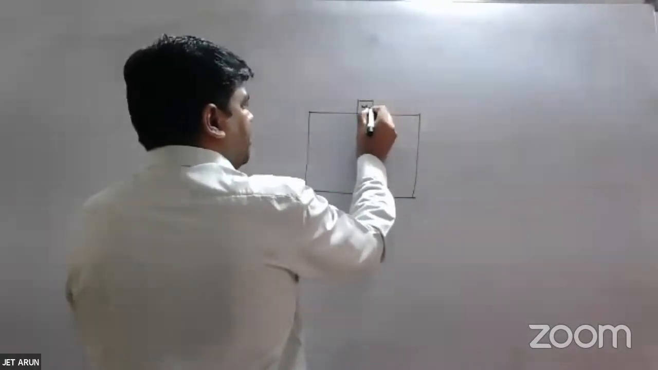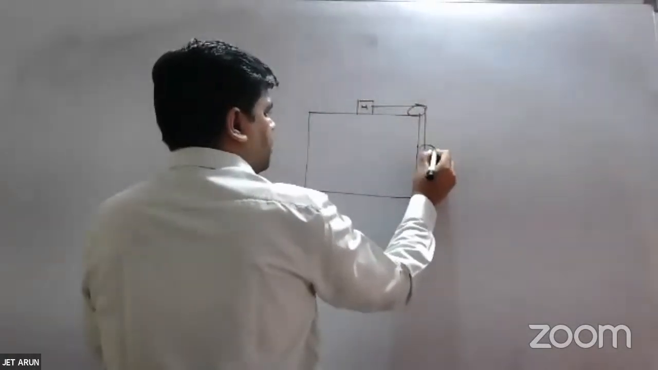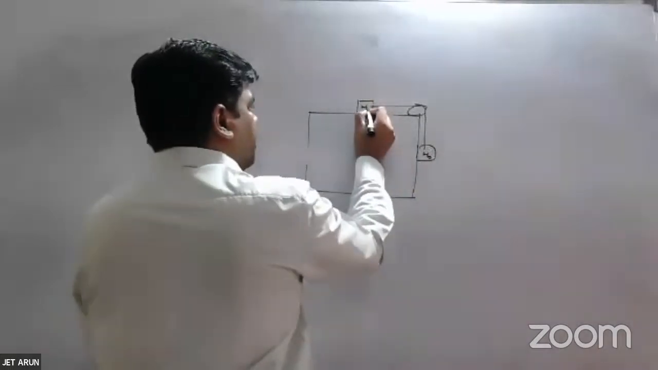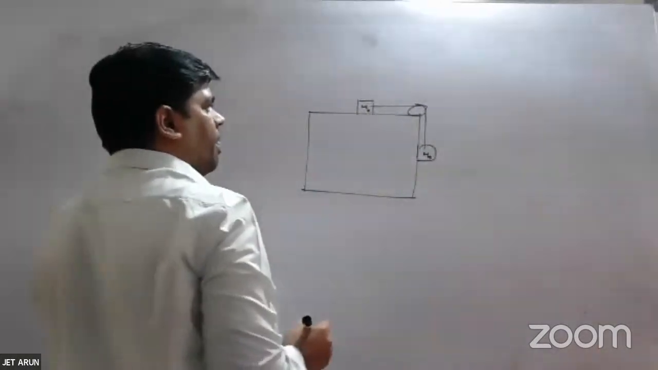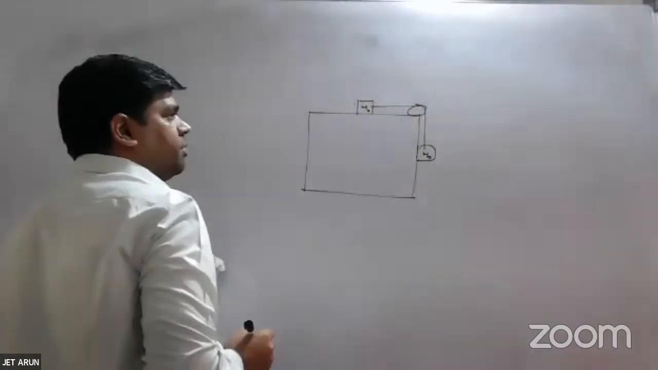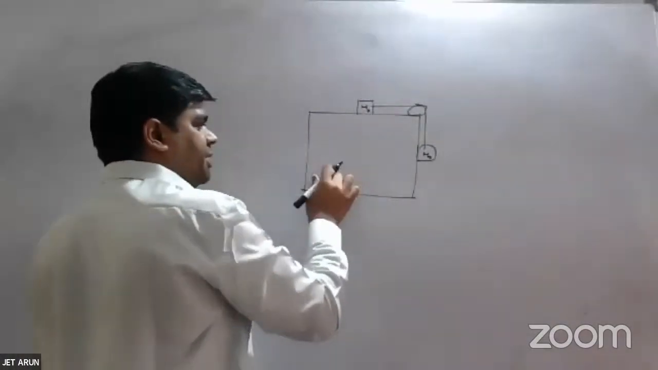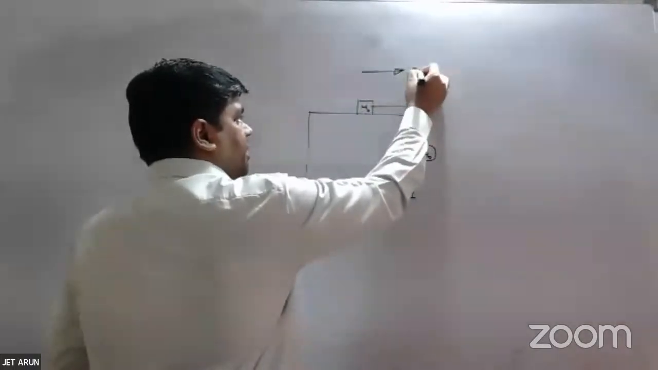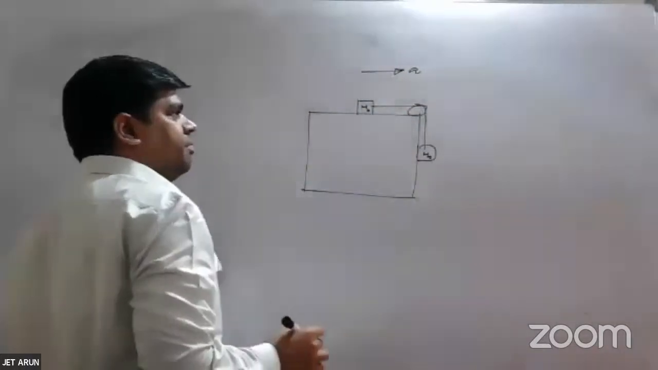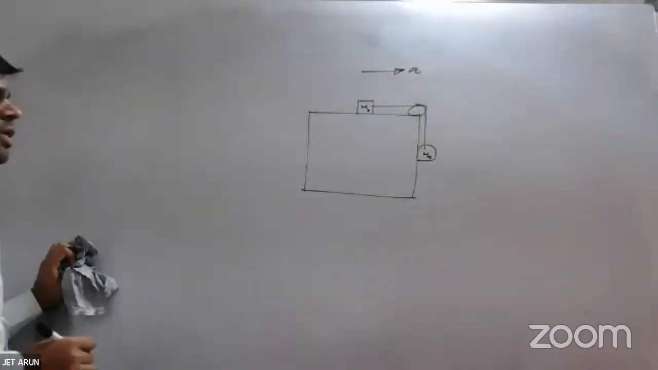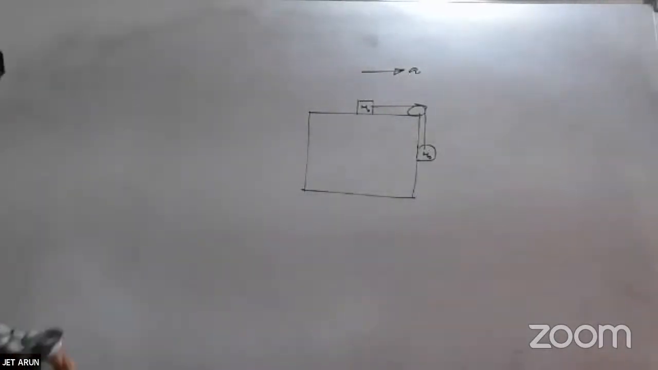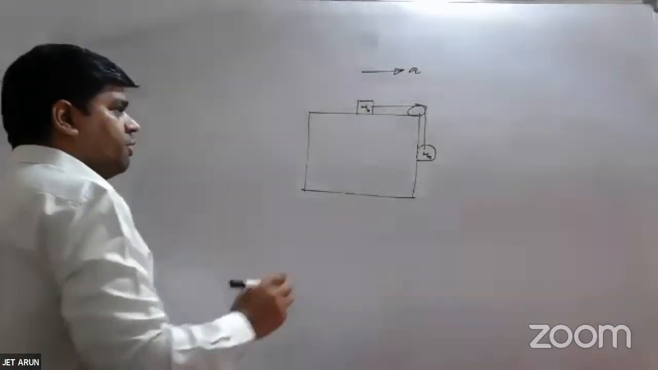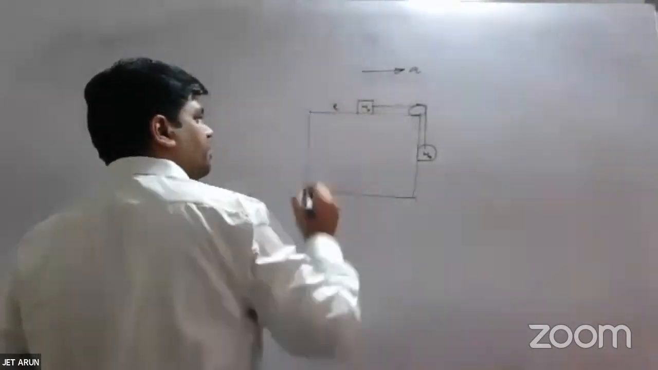It's a block of mass m or m naught. This wedge, this bigger block, is going towards right with an acceleration a. Coefficient of friction over here is mu.